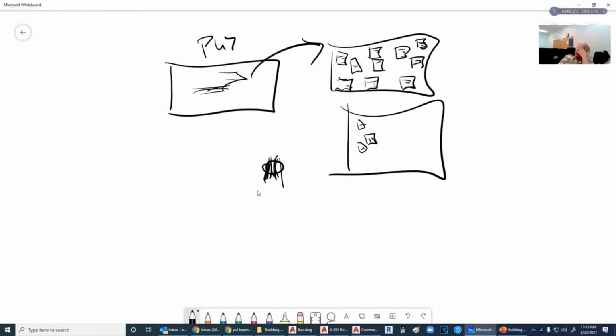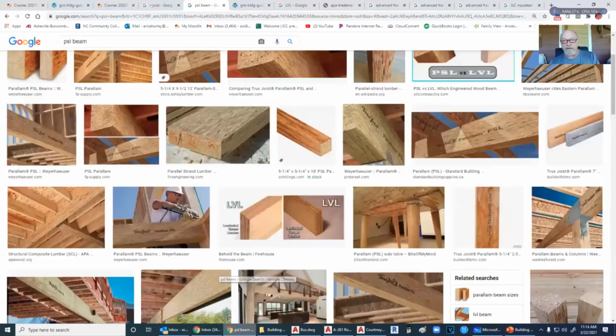Where's the PVL? Is that it? Where's that used mostly? I don't know what a PVL is. What was the second one? PSL, parallel strand lumber. It can be used in the same place as an LVL. It just will not span as long as an LVL. It's like plywood and OSB. Plywood is better than OSB. OSB is cheaper because it can use smaller pieces of lumber, smaller trees, and the same process.